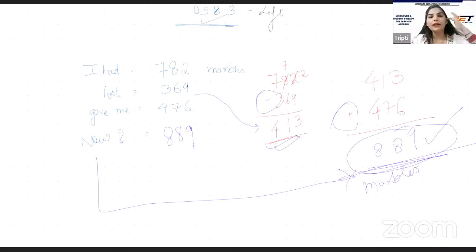Once we learn multiplication and division, we will do mixed operations more, wherein you are supposed to add, subtract, multiply, divide all in one question. Or maybe addition and division in one question, or subtraction and multiplication in one question, and so many other combinations, right?